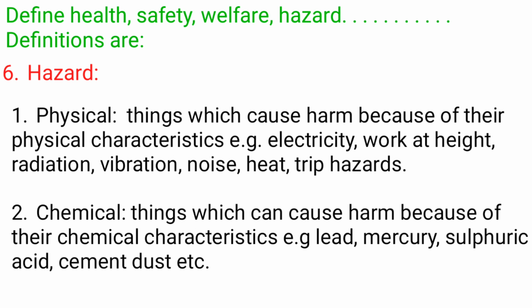1. Physical, things which cause harm because of their physical characteristics, for example electricity, work at height, radiation, vibration, noise, heat, trip hazards. 2. Chemical, things which can cause harm because of their chemical characteristics, e.g. lead, mercury, sulfuric acid, cement dust etc.